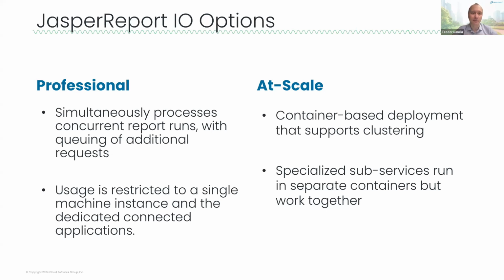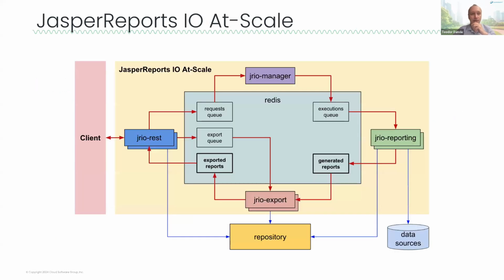If you have the scale needed to go unlimited, let's say. I will explain now how the architecture looks like in the scalable version of JasperReports IO. So if we move to the next diagram, Raphael, here we have a diagram of JasperReports at scale in which we differentiate the different types of functionality that are involved in producing documents like that.